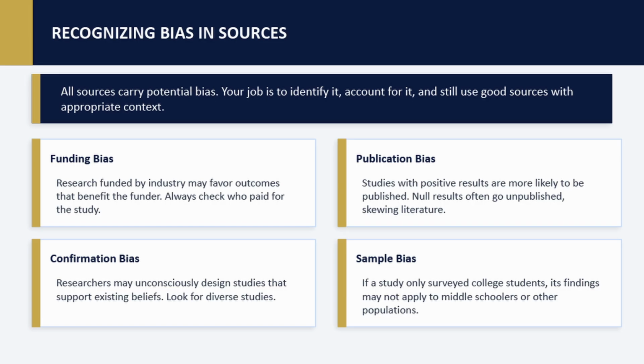So guys, again, as we said earlier, the reason why we were avoiding news articles as credible sources is because of bias. But also, all sources carry potential bias. The researcher's job is to identify it, account for it, and still use good sources with appropriate context. So, funding bias. Research funded by industry may favor outcomes that benefit the funder. Always check who paid for the study.